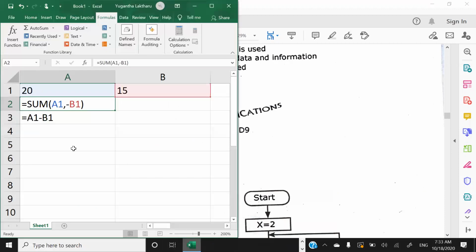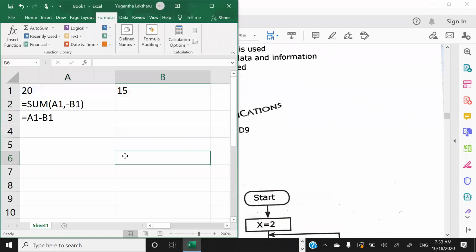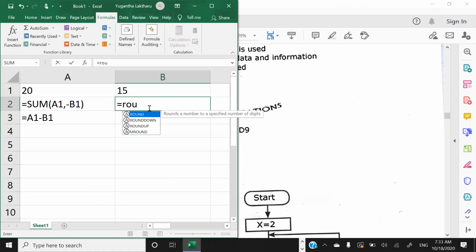So yeah, I'll put the function in here. So I'm saying equal round.